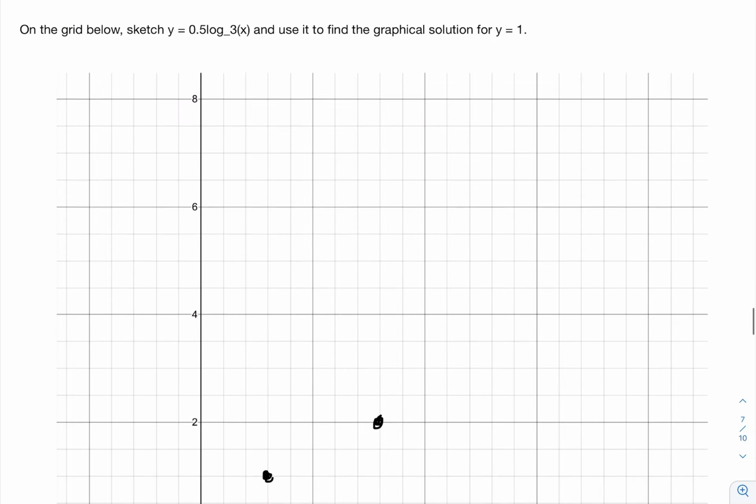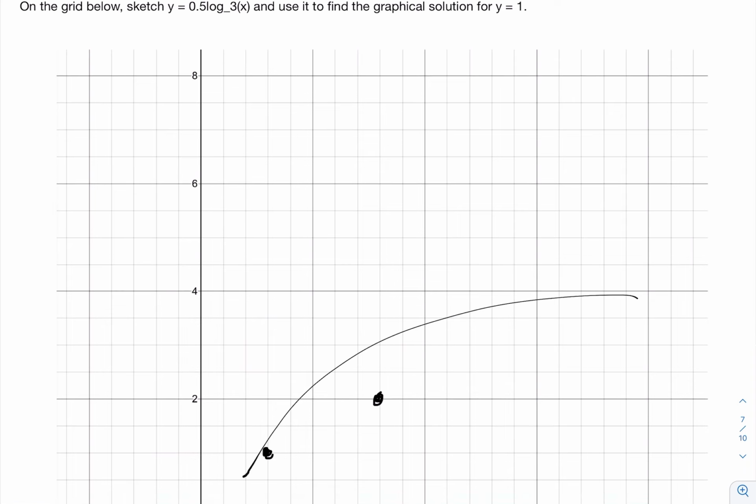But remember, we're talking about logarithms, so they follow this weird flattening out shape, and that's because it's the inverse of an exponential. We have to rotate the axis to visualize it.